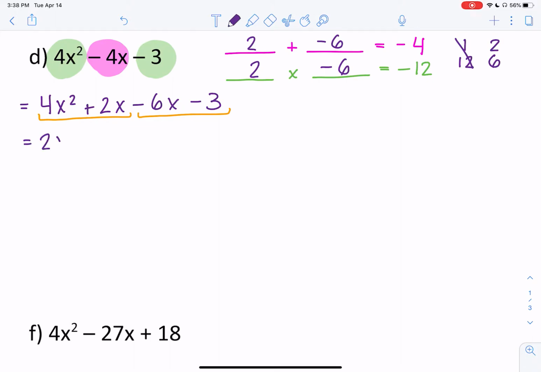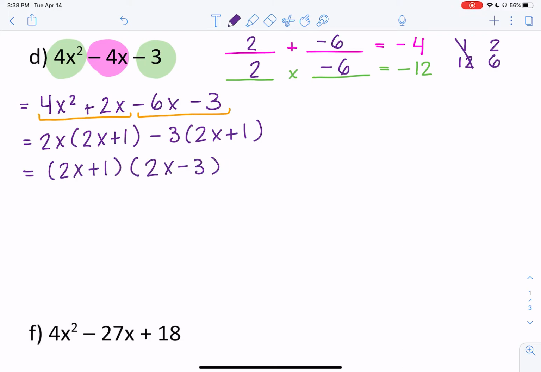So we'll common factor as much as we can out of here. And now they both have a 2x plus 1 in the bracket, so that's a good sign. So I can factor out that 2x plus 1, and I'm left with 2x minus 3.